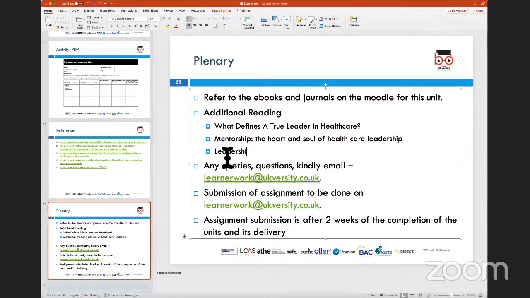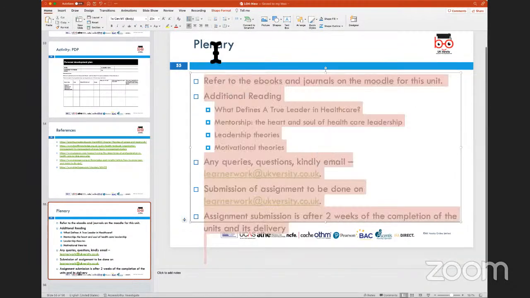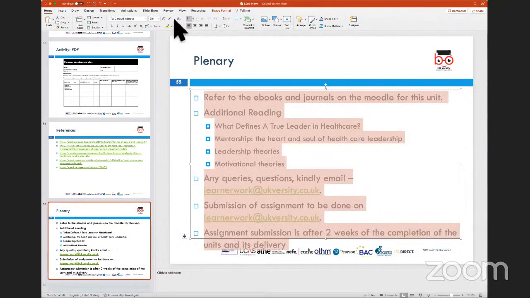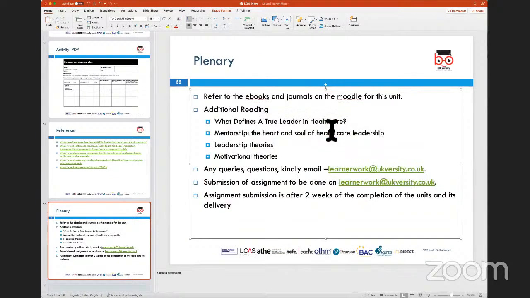One would be the leadership theories, and the other would be the motivational theories, which could be good reading in terms of the handouts that I will put on Moodle. And apart from that, there are two very nice articles which are directly related to this particular unit, this particular learning outcome, which is talking about how to lead and develop in the area of health and social care.